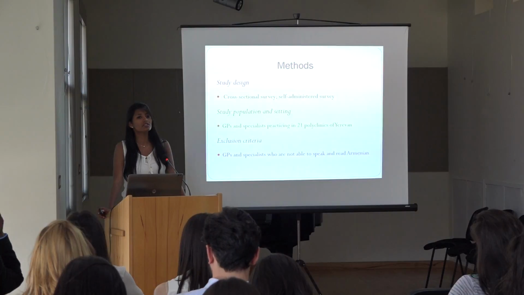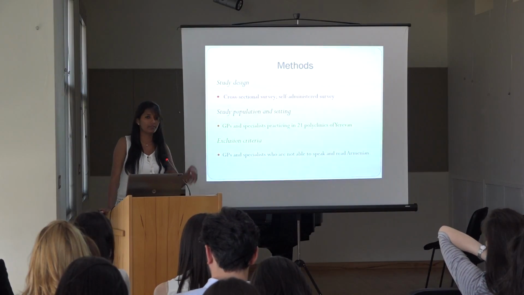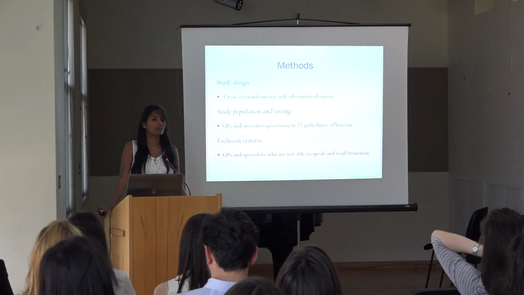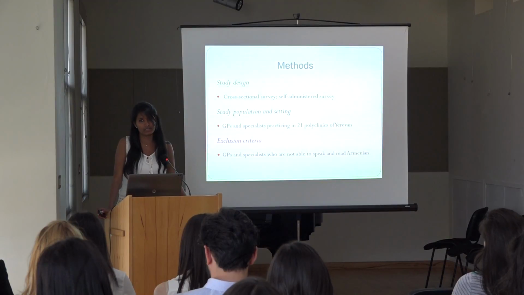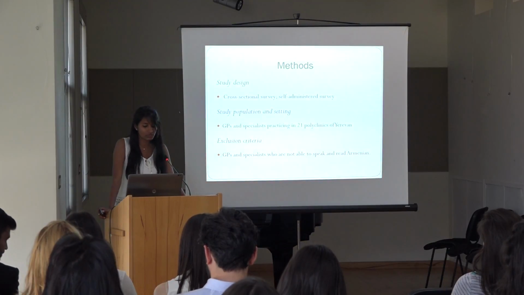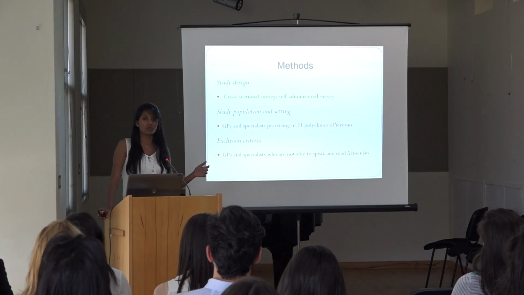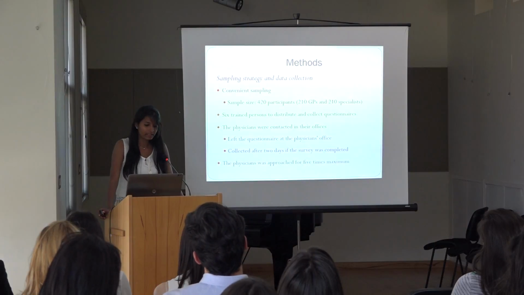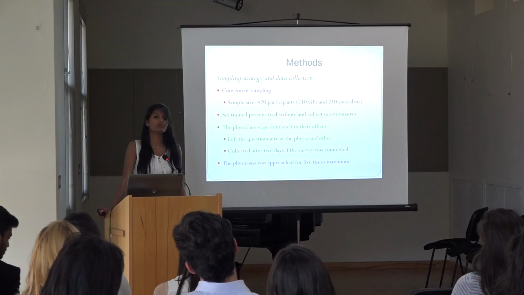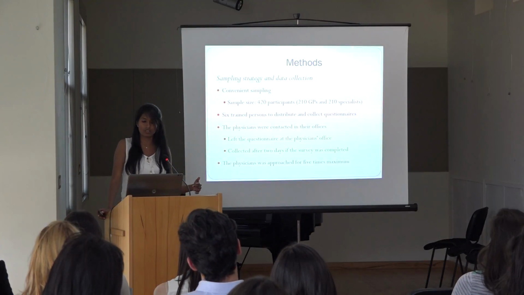To answer these research questions, we came up with a study design, which is a cross-sectional, self-administered survey. We aimed at the study population, which is GPs and specialists practicing in the 21 polyclinics of Yerevan. And we had exclusion criteria, which is GPs and specialists who are not able to speak or read Armenian, because there are several GPs who know only Russian. And we used a convenient sampling method, and the estimated sample size was 420. We estimated to have 210 GPs and 210 specialists.